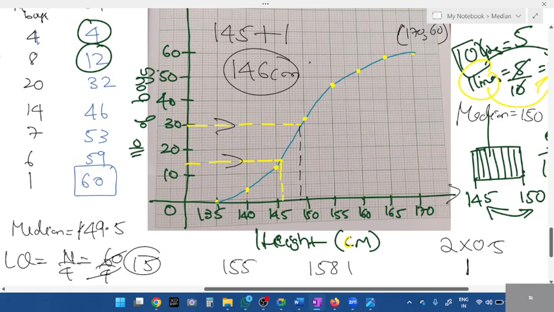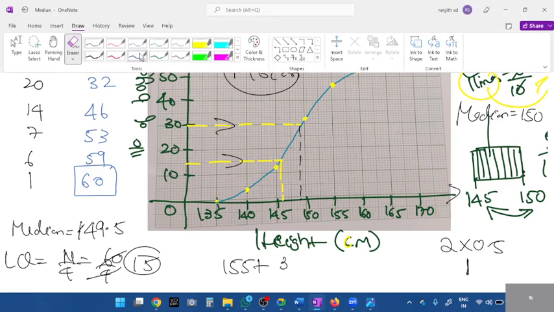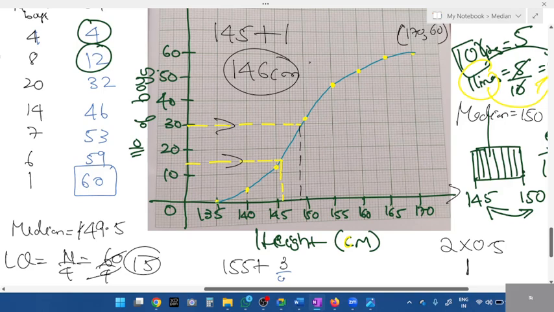If I want 158, 155 plus how many lines? 3. But you shouldn't take 3. Each line is how many? So multiply by 0.5 to take the value, students. 3 into 0.5. The answer is 1.5. So it is not 155 plus 3 lines, it is 155 plus 1.5 lines. After 155, take 1.5 lines.